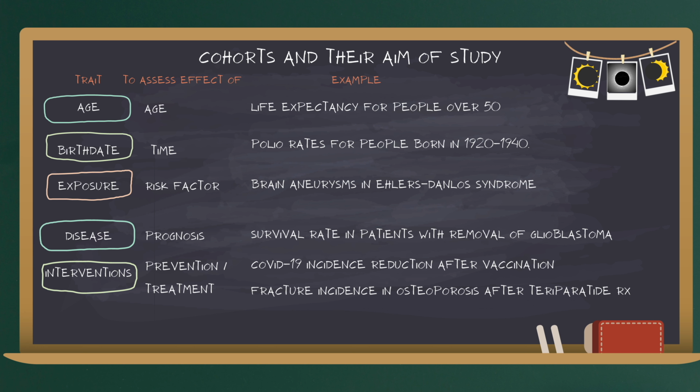We can also use a birth date as an independent variable to identify the polio rates for people that were born, let's say, around the 1920s to 1940s. We can also identify the exposure to a risk factor like Ehlers-Danlos syndrome and the incidence of aneurysms throughout time.